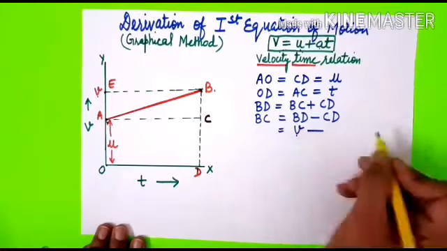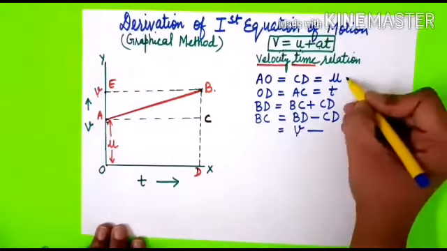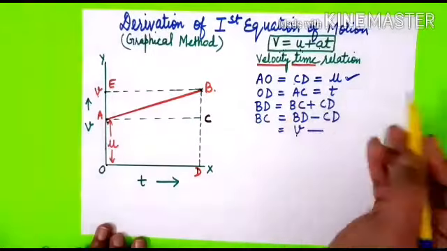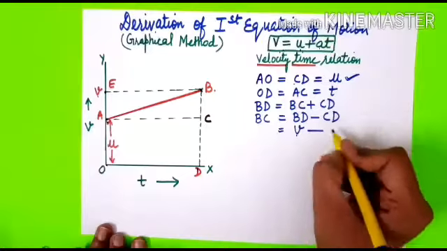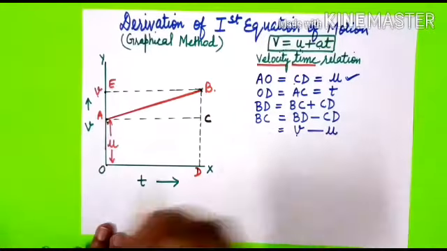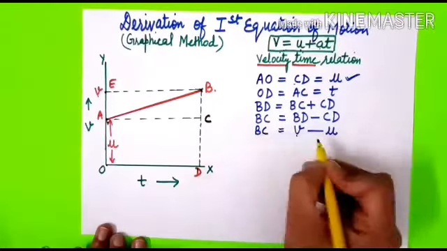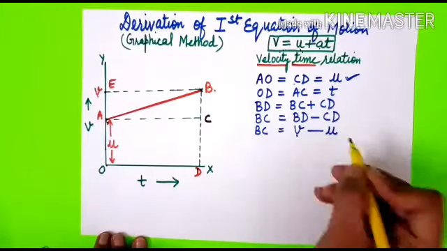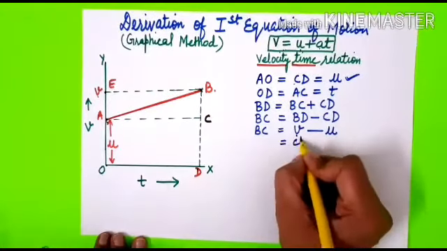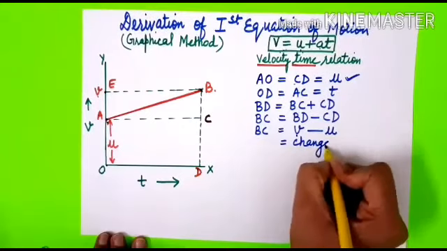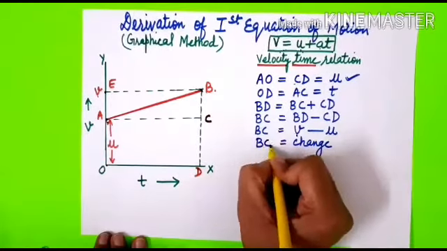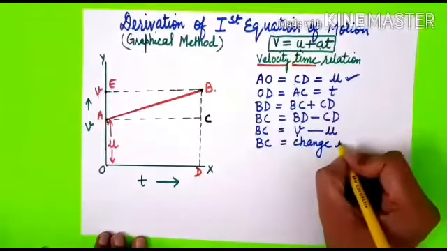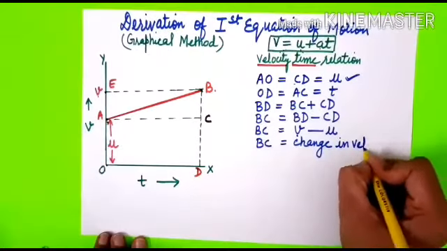Clear? CD is what in this equation? From this equation you can write the value of CD is u. Now you can see that v minus u means final velocity minus initial velocity. So you can write that the BC part of this graph represents the change in velocity.